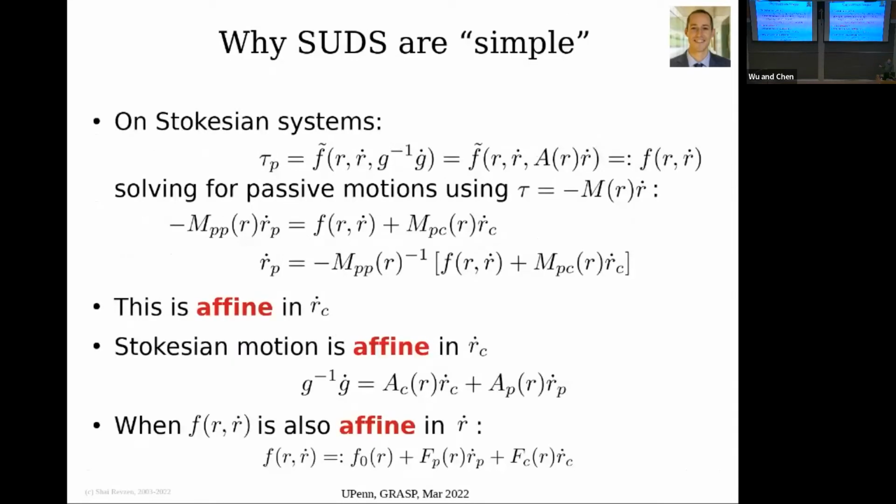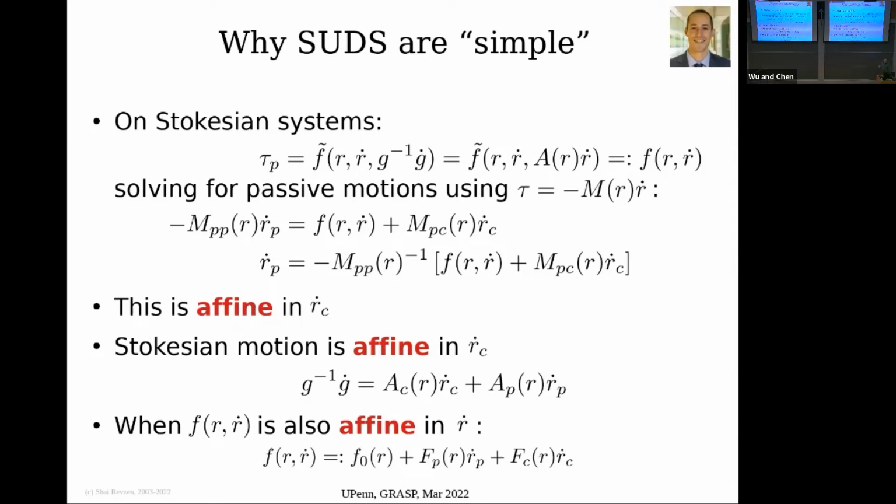So for Stokesian systems, in general, the passive torques depend on the shape velocity and the actual body velocity. But the actual body velocity itself depends on the connection, so we can remove it out. So it depends on shape and shape velocity. We solve these equations and we basically get a result, which is that the passive degrees of freedom have a velocity that's affine in the active controlled degrees of freedom. And the motion itself is affine in that as well.